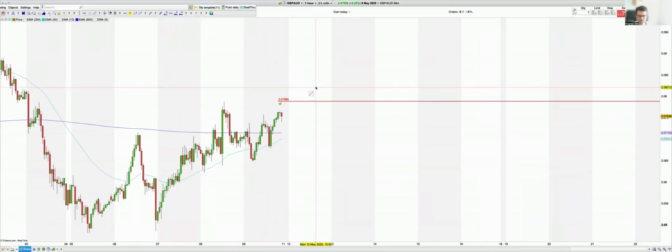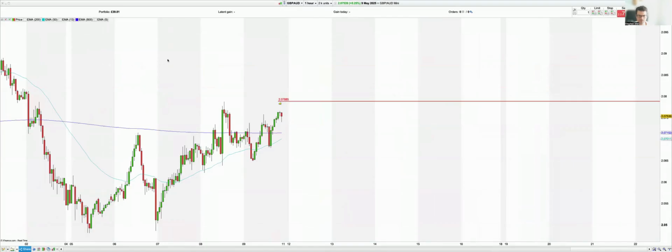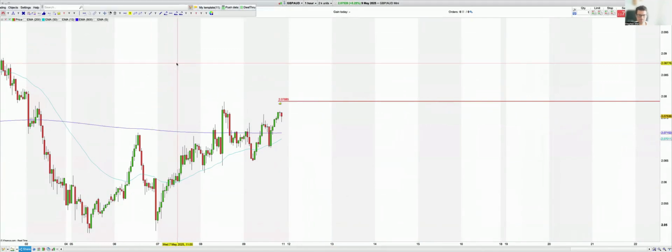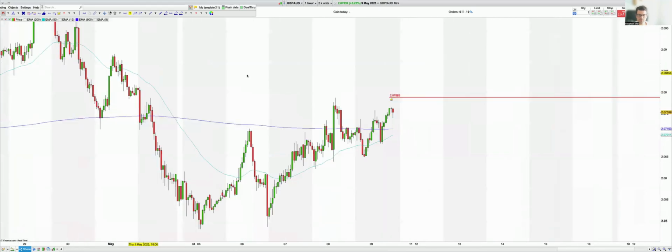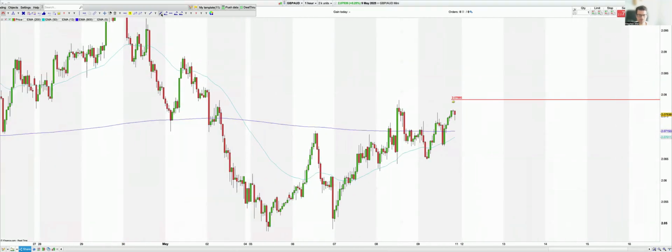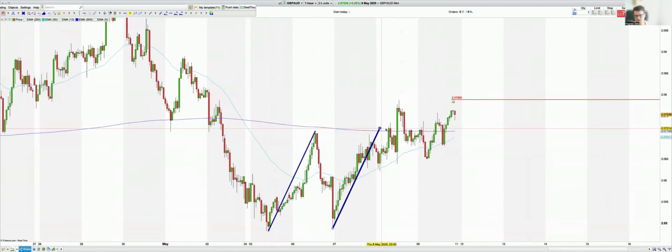GBP AUD is absolutely blinding. Give me a second. I've got to delete some bloody thing. Let's delete all those. So this one's amazing. This is a beautiful pattern for me. However, in isolation, what we have here is ultimately a Gartley pattern here that's come off. But at the same time, this is the main thing.